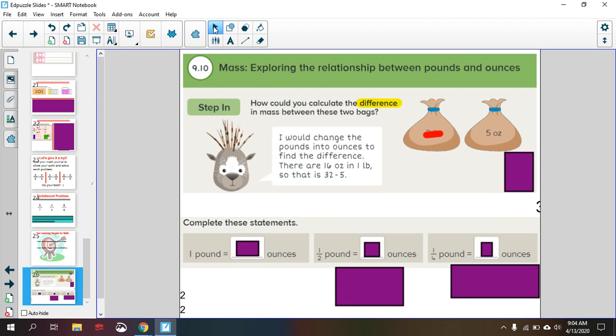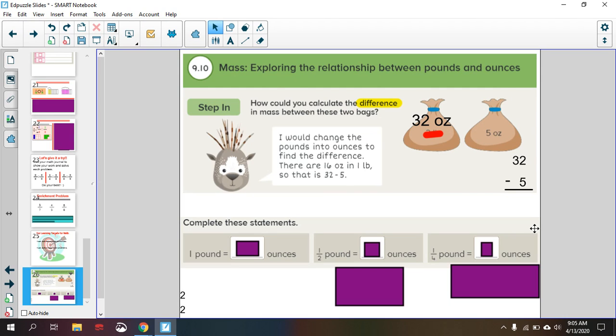Well, we know that 1 pound is 16 ounces. So 2 pounds would be 32 ounces. So now that we've figured out what this bag would be in ounces, and we already know what this bag is in ounces, now we can do the difference, or we can subtract. So when I stack my numbers up, it just turns into a basic problem we've worked on before this year, which is 32 minus 5.